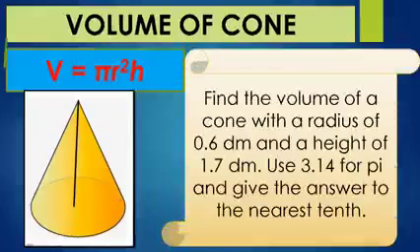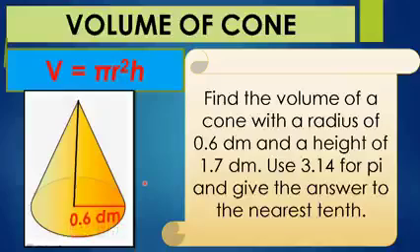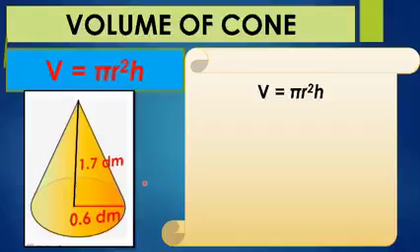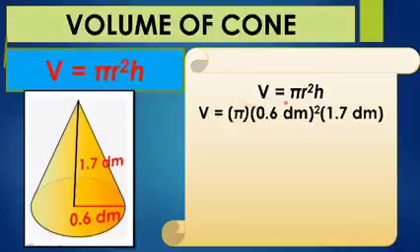Example. So find the volume of a cone with a radius of 0.6 decimeters and a height of 1.7 decimeters. Use 3.14 for pi and give the answer to the nearest tenth. By sketching, we have the radius of the base 0.6 decimeters and the height of the cone, which is 1.7 decimeters. Using the equation V is equal to 1/3 pi r squared h. Okay, so our pi here equals 3.14. Yung r natin is 0.6 decimeters. We need to square that one. Then the value of h is 1.7.